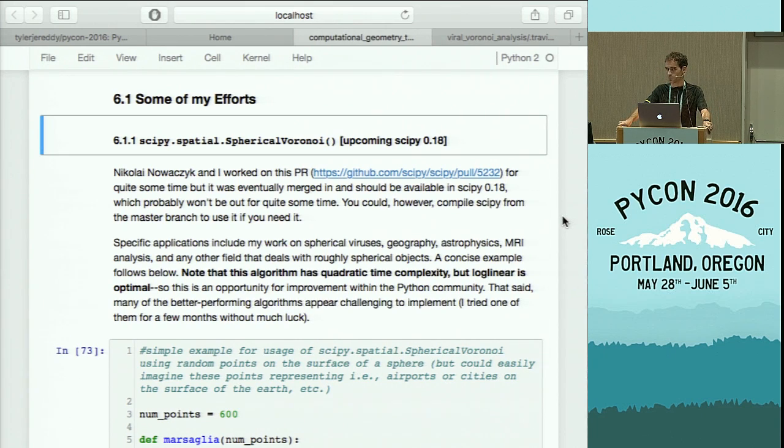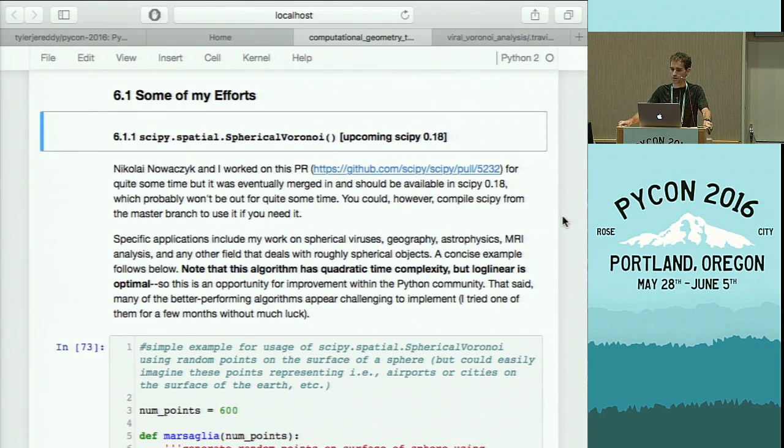I've also talked to people who do MRI, so magnetic resonance imaging in hospitals. They often deal with spherical objects, so maybe organs that are roughly spherical, and they want to do certain sorts of quality control calculations in those contexts. So this was merged in after collaborating.